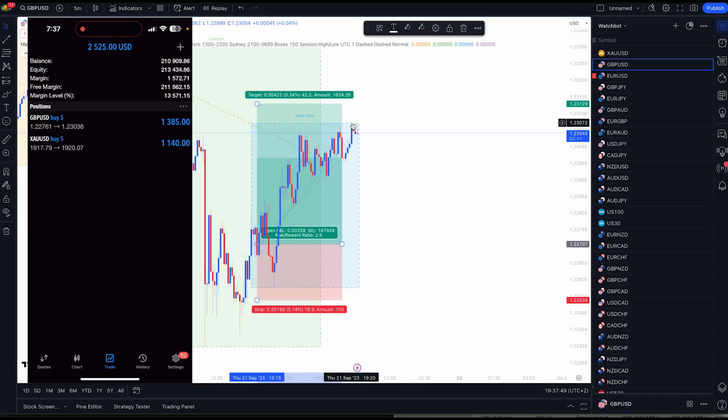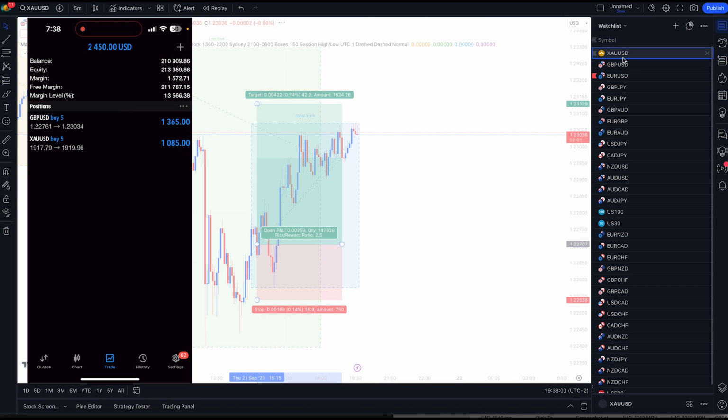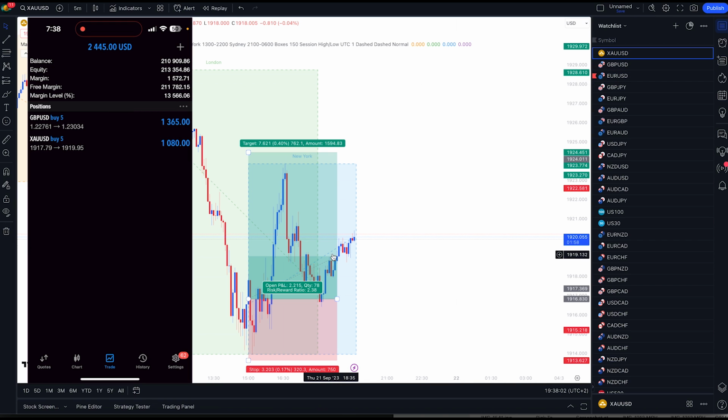And you can see this is my target, just about 5 pips to my take profit on Great Britain Pound USD. And on gold, I still have a long way to go. Let's go on gold and see what's going on. On gold, this is our entry. So on gold, we still have about half of the way to go.